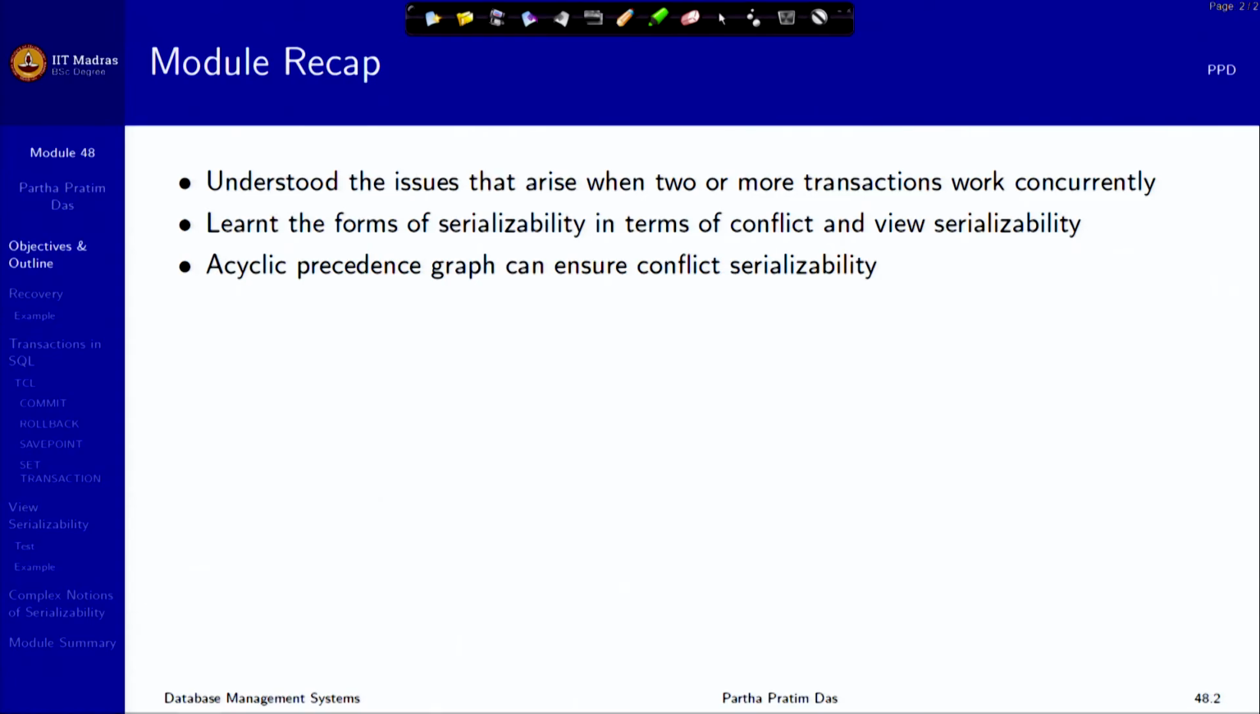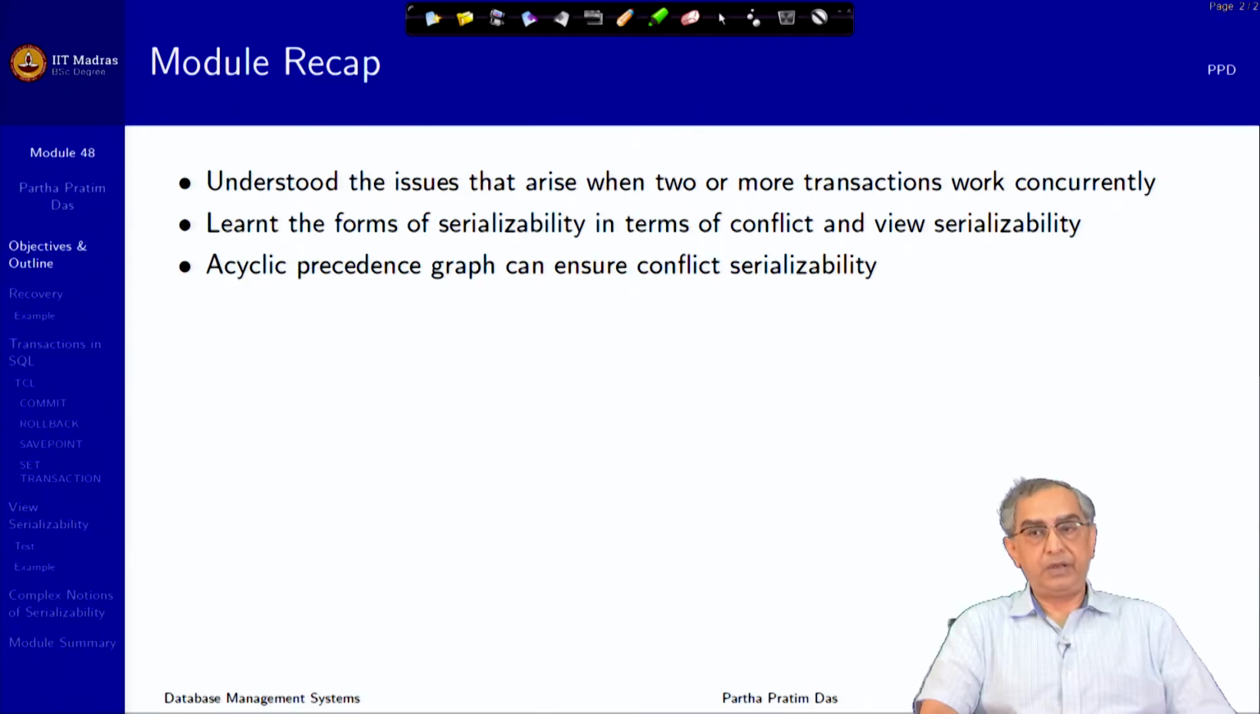We have been discussing transactions, and we have taken note of the issues that arise when two or more transactions work concurrently on the same set of data items, and learned the forms of serializability, conflict and view serializability, that may be used to serialize concurrent transactions. We learned about the acyclic precedence graph that can ensure conflict serializability.